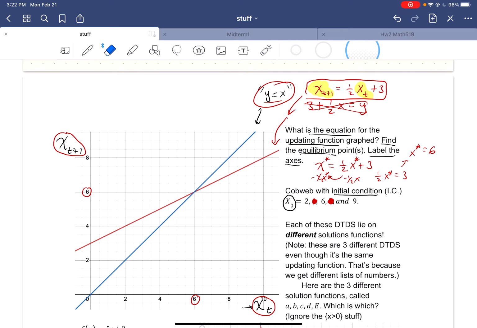And it's possible that I might have a different initial condition. So for example, if x sub 0 is equal to 2, let's see how cobwebbing works. So I identify 2, and I tell the reader this is my initial condition.